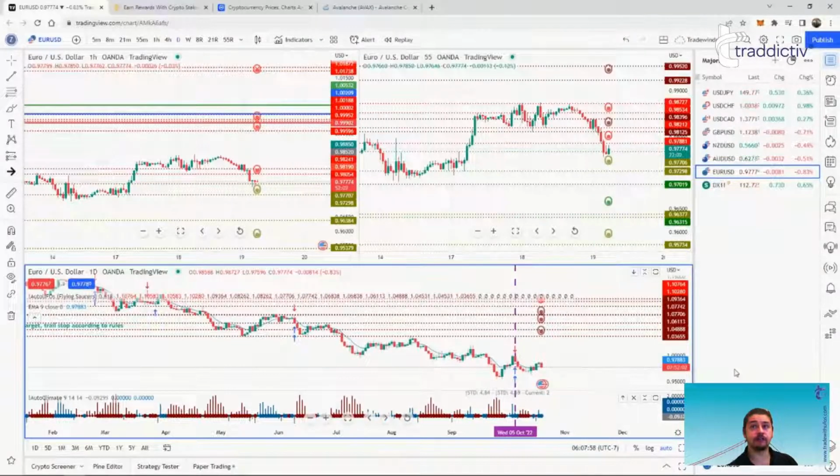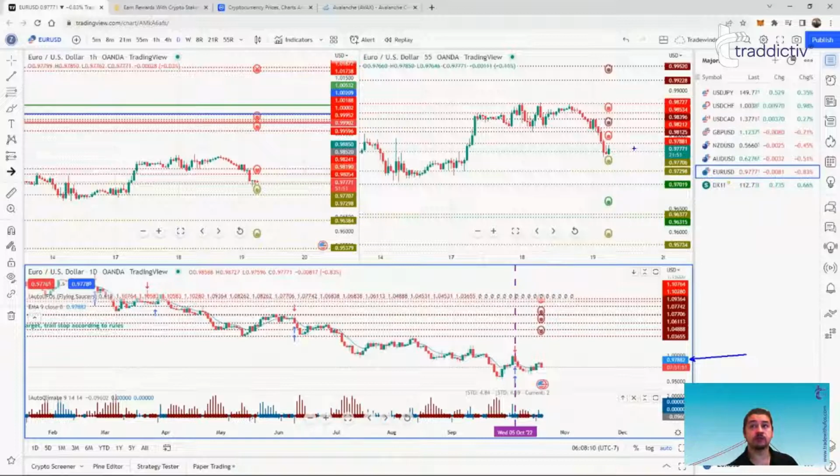Looking at it right now, we have the current price around this 97.77 area. Our moving average though is at the 97.882 area. So this one is, I would say, fairly close. It's a little below the moving average, therefore it's trading below the moving average.